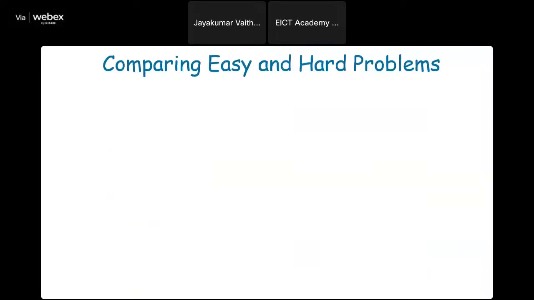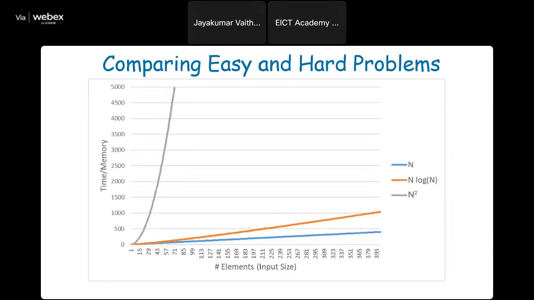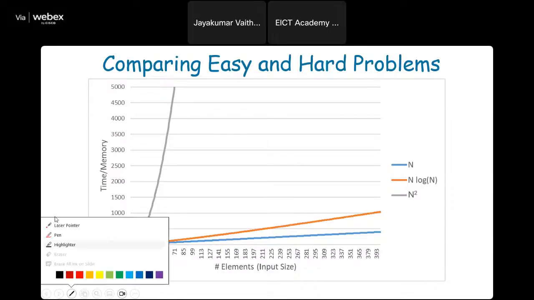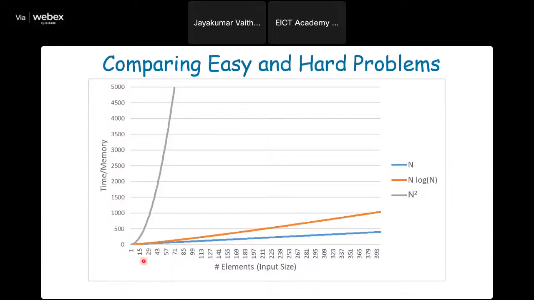Okay. So how to compare an easy and hard problem? So this is an illustration what I want to show with you. This is your input size, the x-axis is your input size. Maybe I can use pointer. So x-axis is your input size. You need to increase number of elements. So we start from element 1. In the element 1, the function is n square, it will go in this way. If function is linear, it will go in this blue line. If function is log, it will go in this orange line.